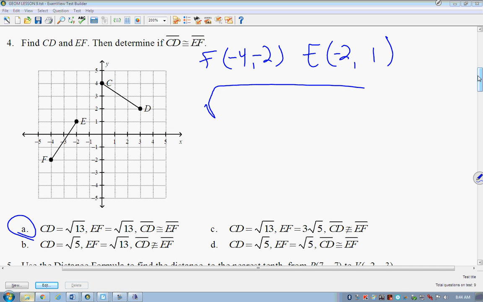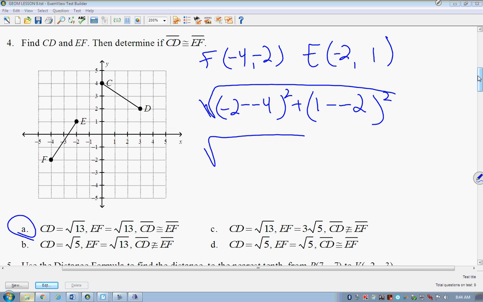Okay, if we take this, I'm taking my -2 minus -4 squared plus 1 minus -2 squared. Come down through here. Plus, plus, plus, plus. -2 plus 4 is 2. 2 squared is 4, right? 1 plus 2 is 3. 3 squared is 9. Do I still get square root of 13?